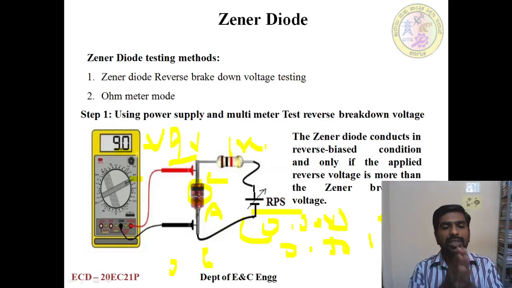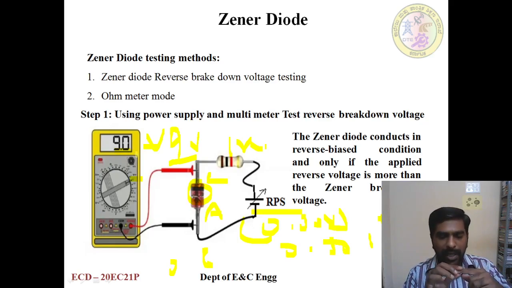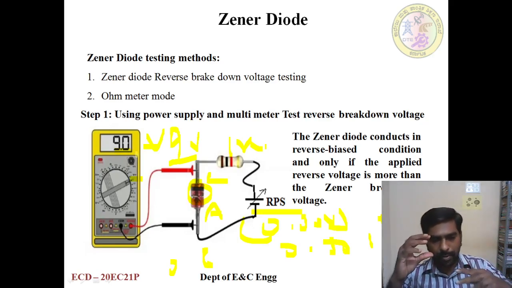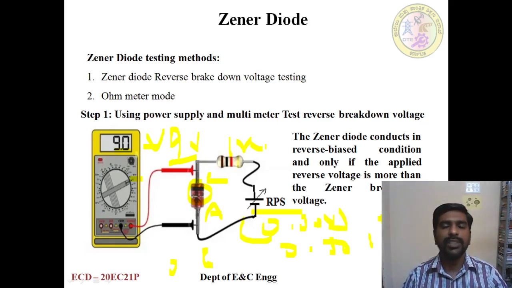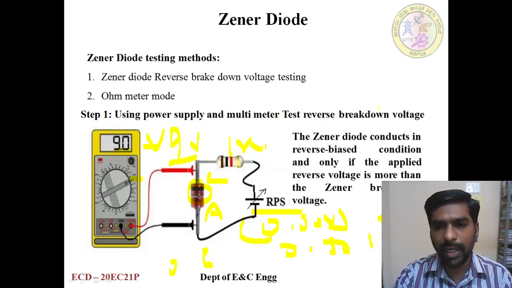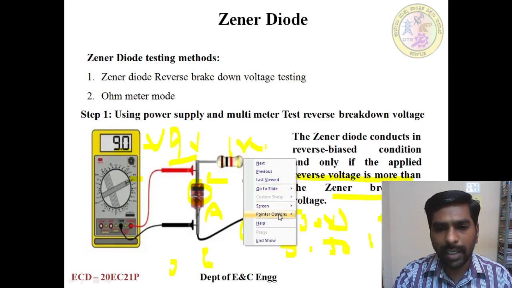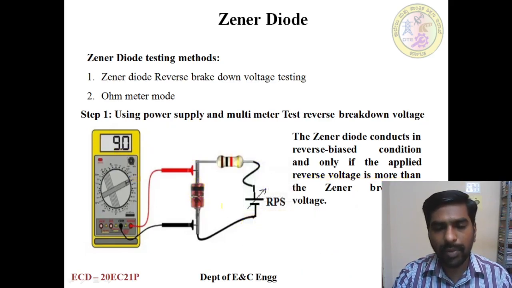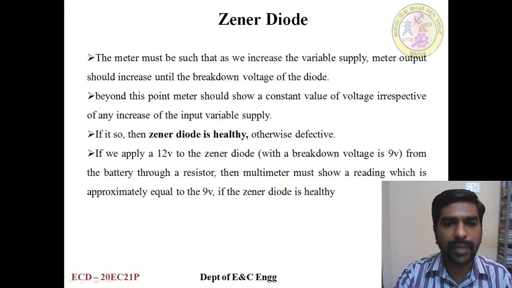So this is called the Zener breakdown voltage, and this is how it works. If they have mentioned 9 volt, and the input voltage from the RPS, the regulated power supply, increases and the Zener voltage also increases, it means it's a bad diode. You should know that. This way the Zener diode conducts in reverse bias only if the applied reverse voltage is more than the Zener breakdown voltage. Zener breakdown voltage of 9 volt means it starts conduction after 9 volt. That's why it's called the Zener breakdown voltage. This is one way.